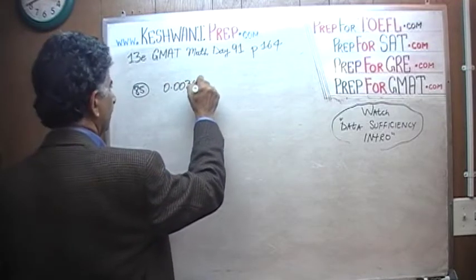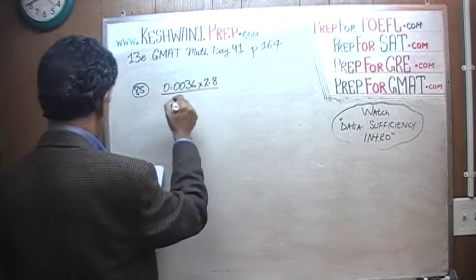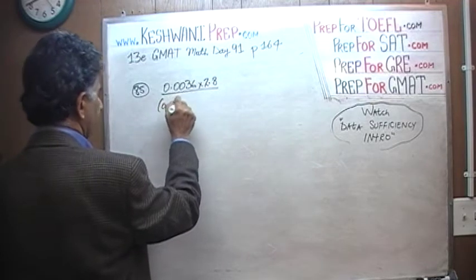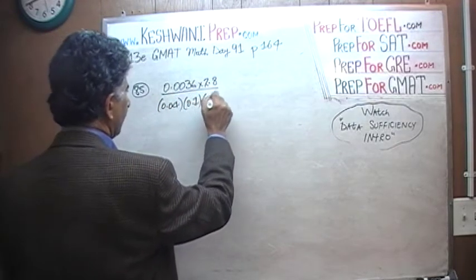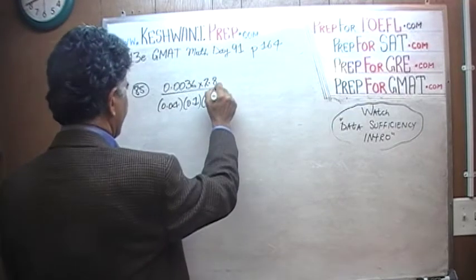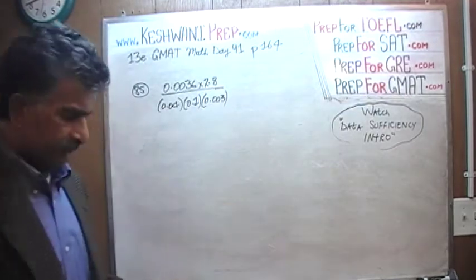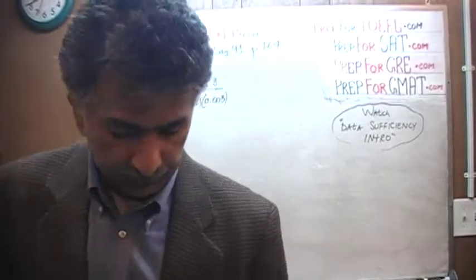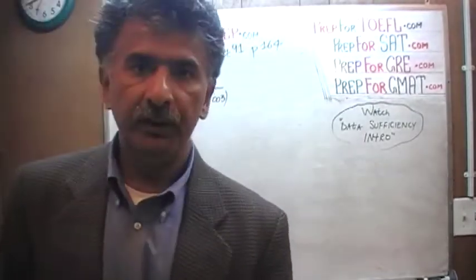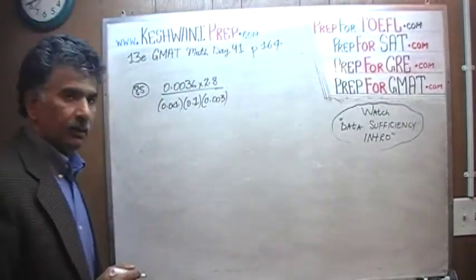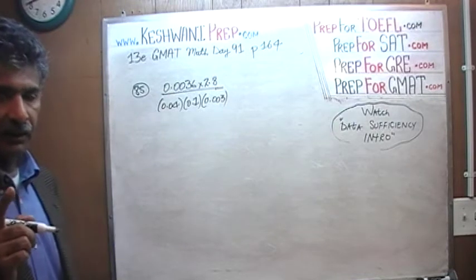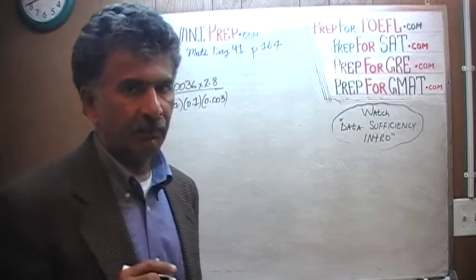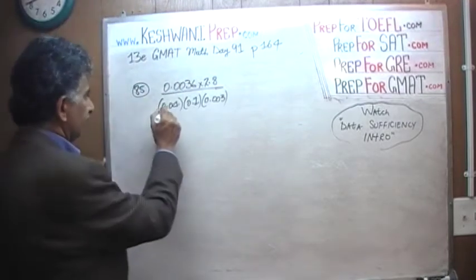0.0036 times 2.8 over 0.04 times 0.1 times 0.003. Listen, the simplest, easiest, quickest, and most efficient way to deal with this problem is to count the number of decimal places that appear in the top and the bottom and take the bigger one to multiply the top and bottom by. Watch what happens here.